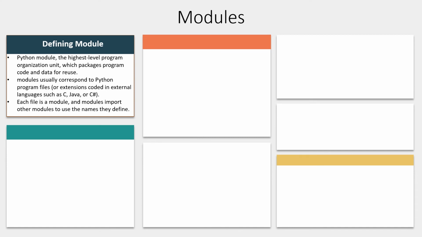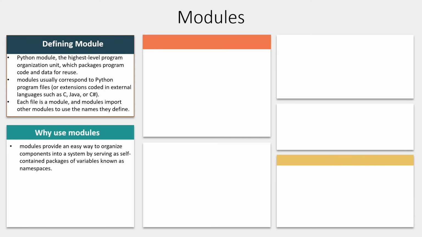So you may think that so far we are overwhelmed with enough topics in Python, then why do we need one more? Because in short, modules provide an easy way to organize components into a system by serving as self-contained packages of variables known as namespaces. All the names defined at the top level of a module file become attributes of the imported module object.